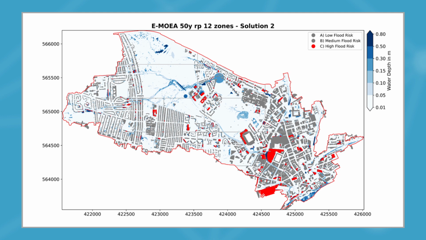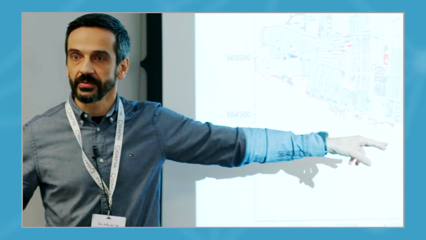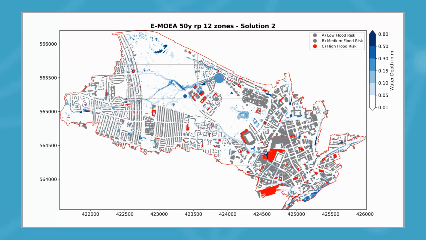And then the third one, you have a lot more permeable pavements, and some buildings move from red, which means that they are at high risk of flooding, to gray, which means that the number of buildings at high risk goes down. So this is basically what the model does.